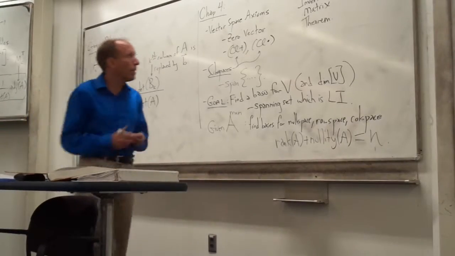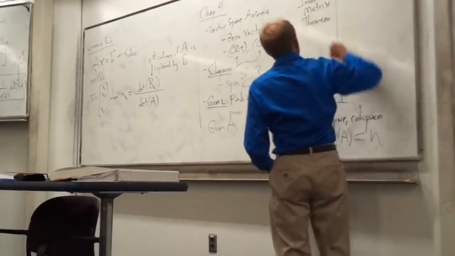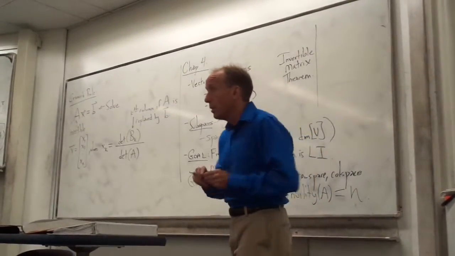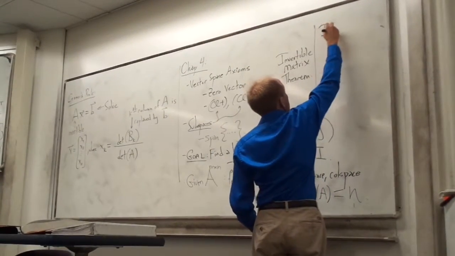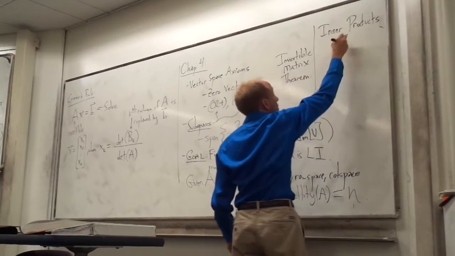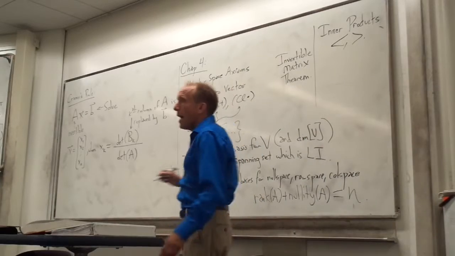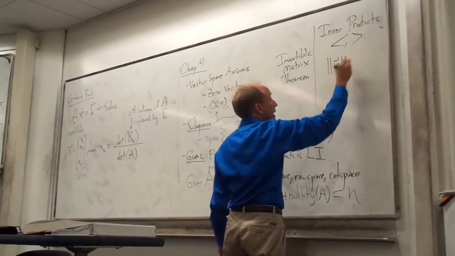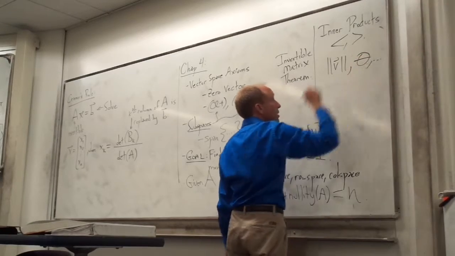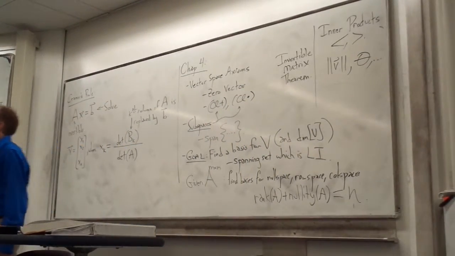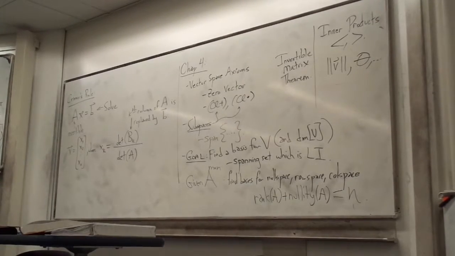And then finally, the last little bit of chapter 4 is the inner product spaces. So inner products. This is where we had notions of norms and angles and so on, some of the geometric insights that we can put onto a vector space.